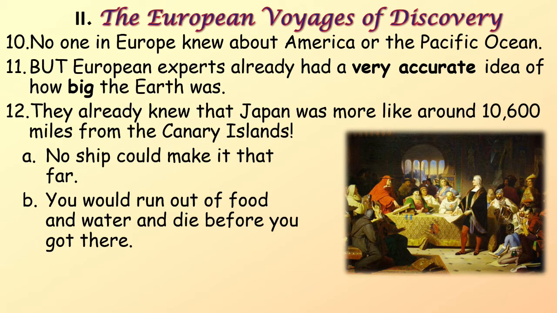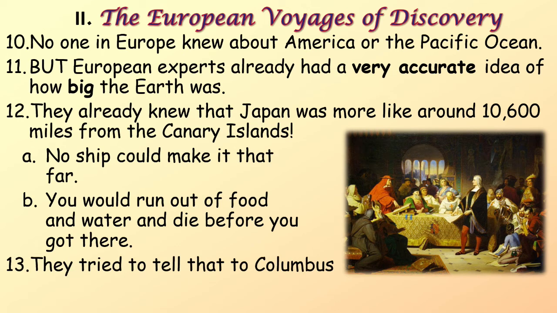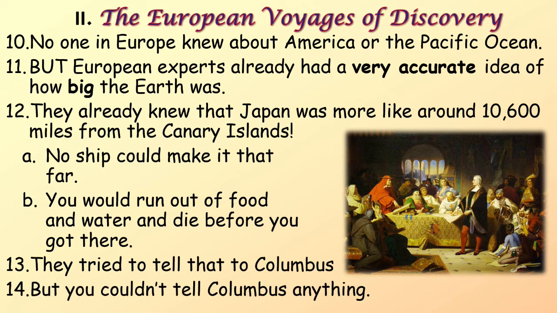No one in Europe knew about America or the Pacific Ocean. But European experts already had a very accurate idea of how big the earth was, and they also knew that Japan was more like 10,600 miles from the Canary Islands, not 2,400. So no ship could make it that far. You would run out of food and water and die before you got there. They tried to tell that to Columbus, but you couldn't tell Columbus anything.